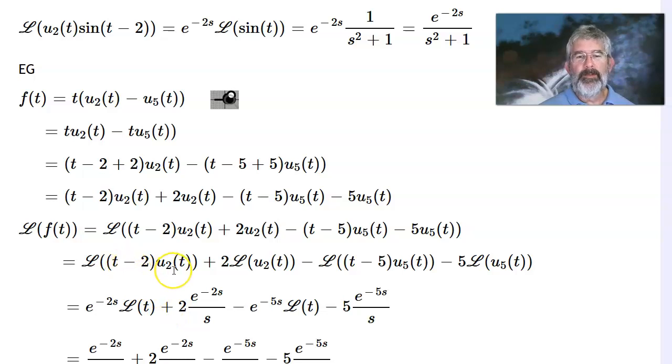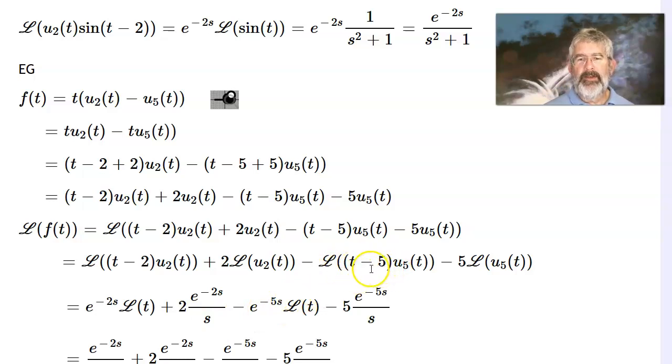Now, using the theorem, the Laplace transform of this is e to the minus 2s times the Laplace transform of the unshifted. This is just t shifted over 2, so unshifted would just be t. Then I have, well, the Laplace transform of u2 is e to the minus 2s over s.